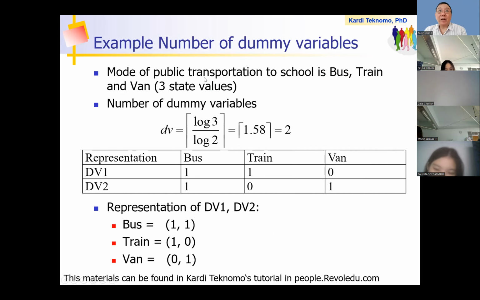Say you have the 3 variables from a while ago: bus, train, and van. So you have 3 values. So log 3 divided by log 2, and then you take the ceiling, you will get 1.58, which rounds up to 2. So you only need 2 variables. You see, instead of 3 variables, now you have only 2 variables. So then you assign: bus is 1, 1, train is 1, 0, van is 0, 1. Is it clear or not?